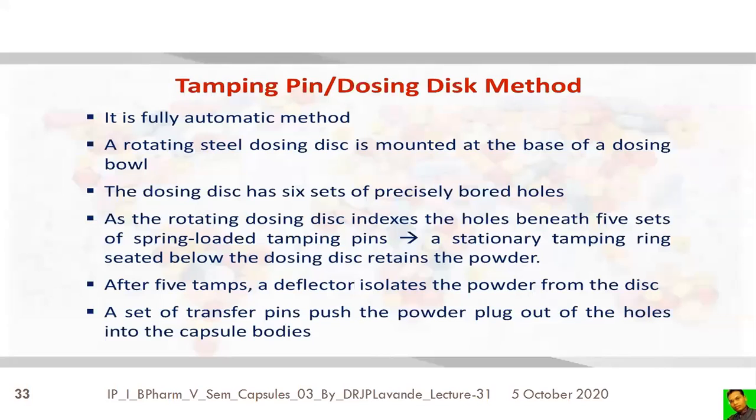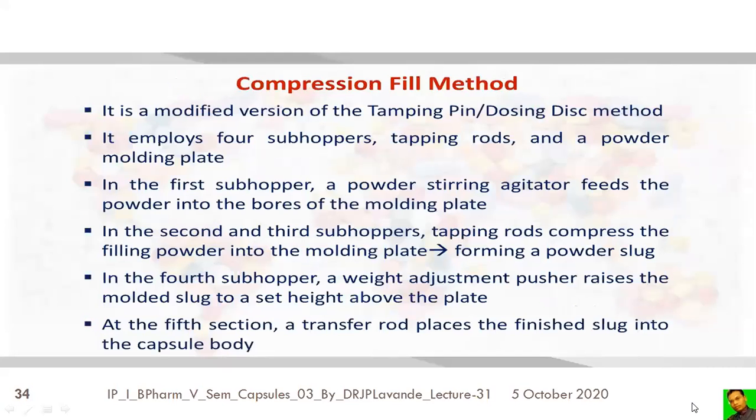As the rotating dosing disc indexes the holes beneath 5 sets of spring-loaded tamping pins, a stationary tamping ring that is seated below the dosing disc retains the powder, and after 5 taps, a deflator isolates the powder from the disc. A set of transfer pins push the powder plug out of the holes into the capsule bodies.